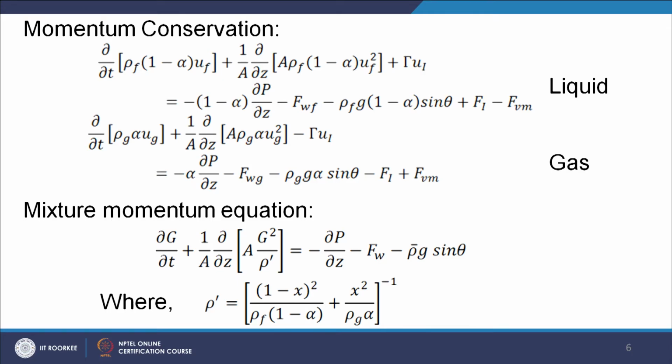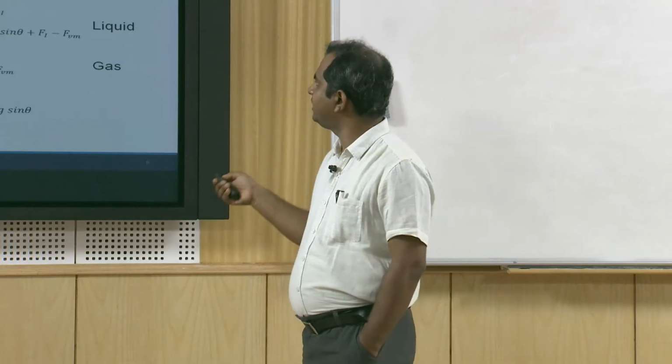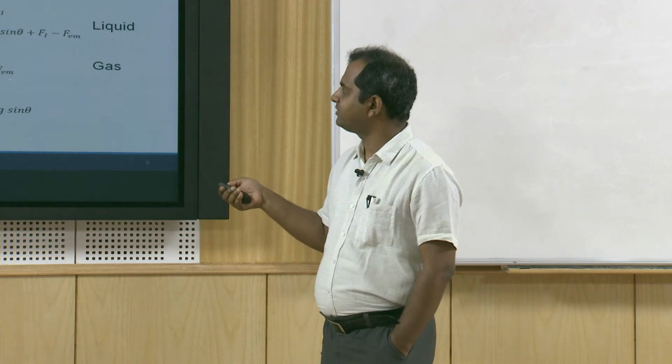On the other hand, we are having the pressure drop, okay, and the wall friction force due to gaseous movement, Fwg. Also, we are having the buoyancy component rho g alpha into sin theta, and the rest two components, the interfacial force and virtual mass force, but in the opposite sign as we have seen in the case of the liquid. So, minus Fi plus Fvm.